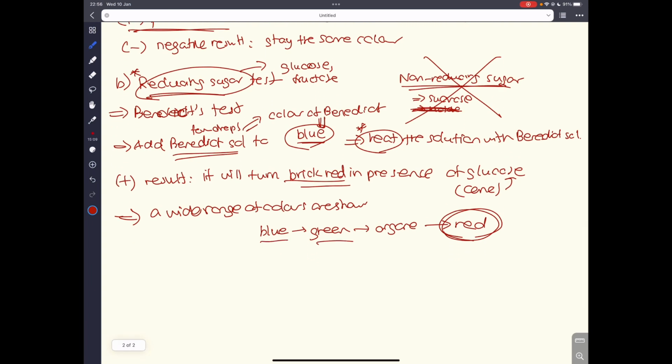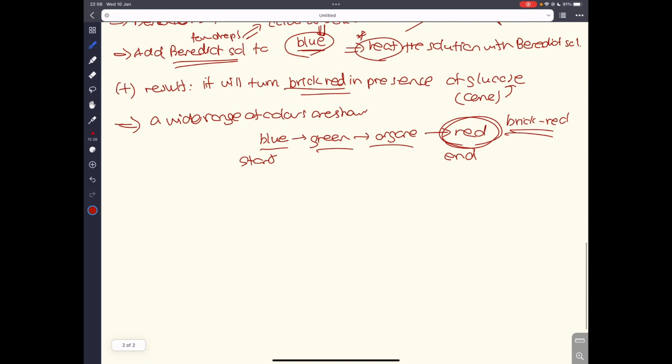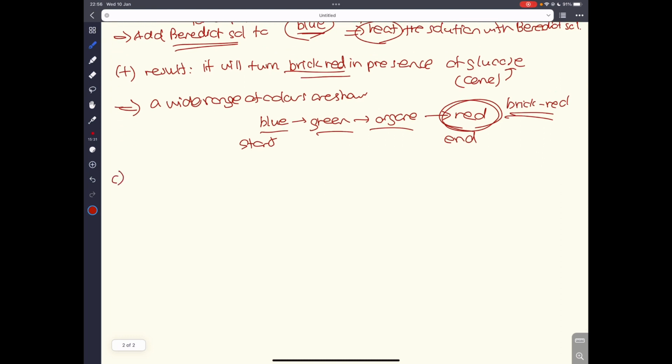Now I have not shown you all the color changes, but basically you will start from blue color and you will most likely end up with an orange or brick red color. Now Cambridge is really fussy about whether writing red or orange. They prefer using the word brick red. Okay, now the third test that I would like you to know is the test for protein.